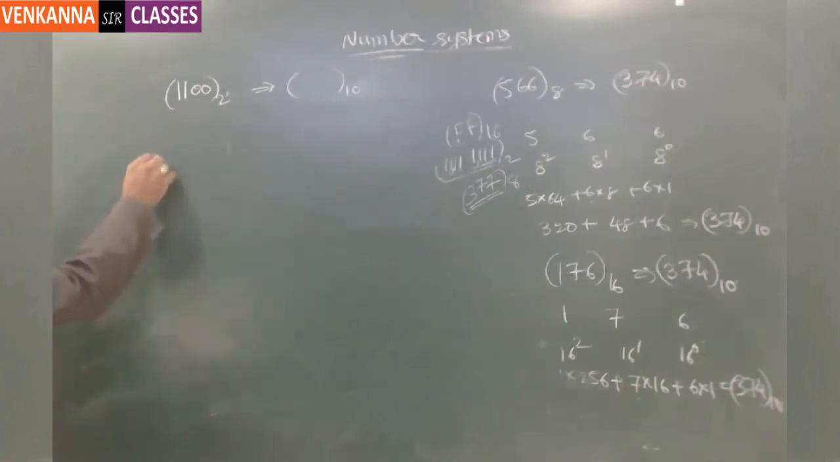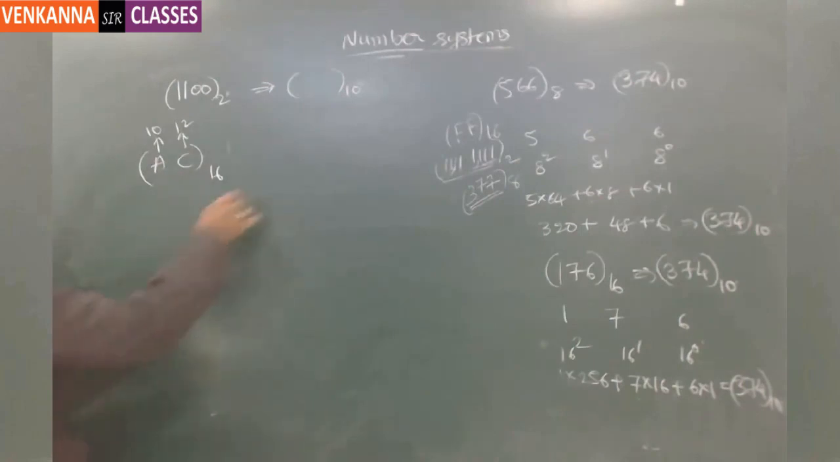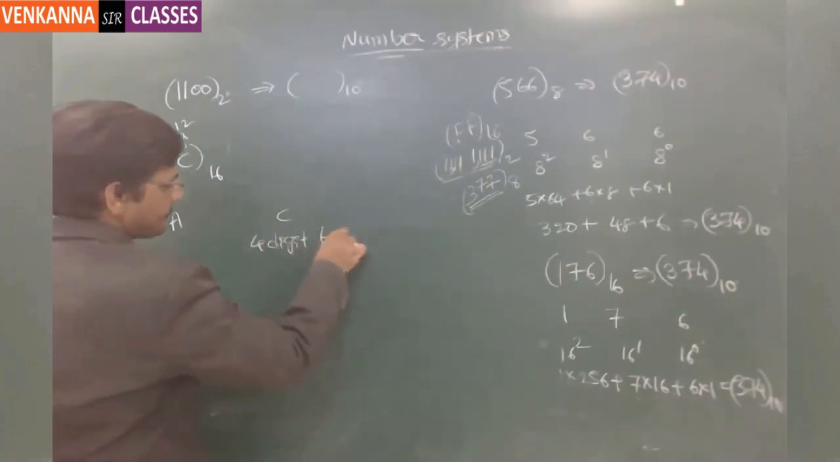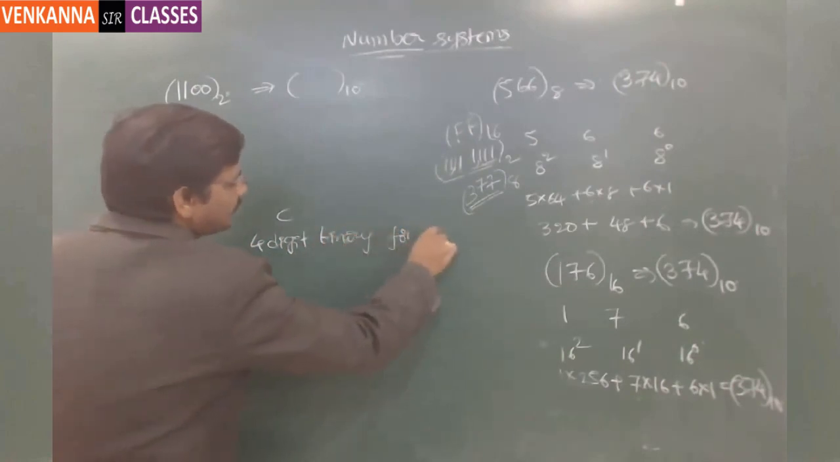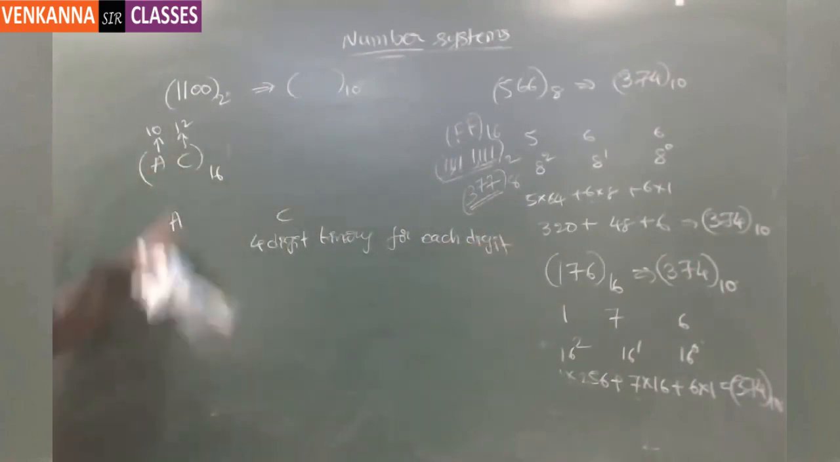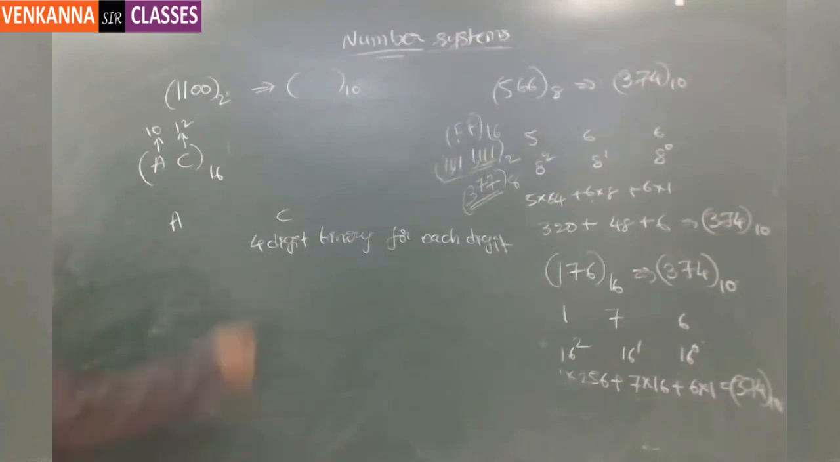So base 16, suppose I call this as AC. This is base 16. C is equivalent to 12 and A is equivalent to 10 in our decimal number system. Now for this base 16, first you write A separately and C separately and write a 4-digit binary for each digit. C is nothing but the equivalent of 12 in binary, which is 1100, and the equivalent of A in binary is 1010.